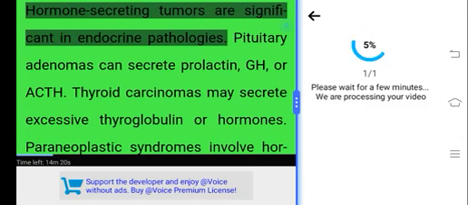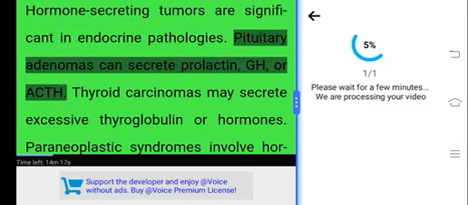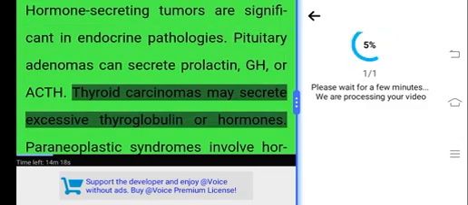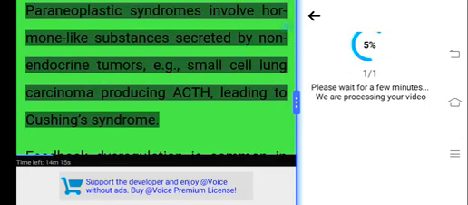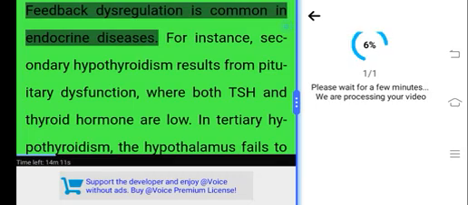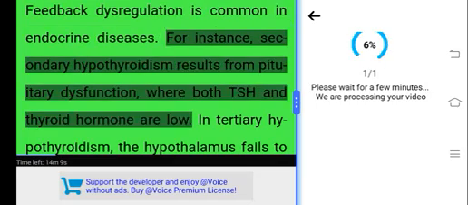Hormone-secreting tumors are significant in endocrine pathologies. Pituitary adenoma can secrete prolactin, GH, or ACTH. Thyroid carcinomas may secrete excessive thyroglobulin or hormones. Paraneoplastic syndromes involve hormone-like substances secreted by non-endocrine tumors, e.g., small cell lung carcinoma producing ACTH, leading to Cushing's syndrome. Feedback dysregulation is common in endocrine diseases. For instance, secondary hypothyroidism results from pituitary dysfunction, where both TSH and thyroid hormone are low.